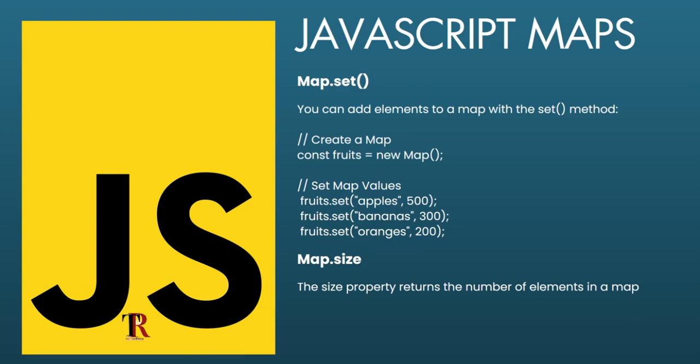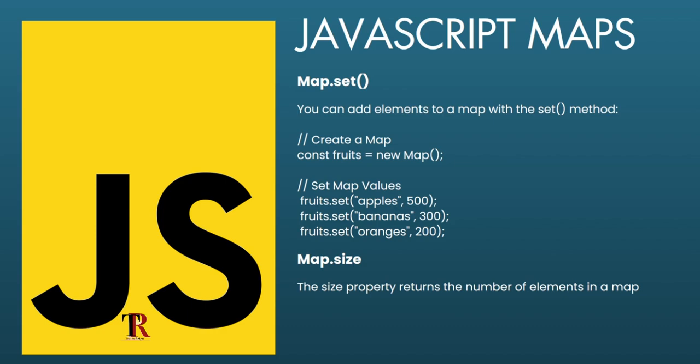In this lesson, we are going to be talking about two methods of working with map in JavaScript. The first one is the set method, which we have seen in the previous example, but we are going to dive deep into it in this lesson, and also the map size. So the set method, you can use it to add elements to a map. That's the purpose of the set method. When you want to add elements to a map, you use the set method.